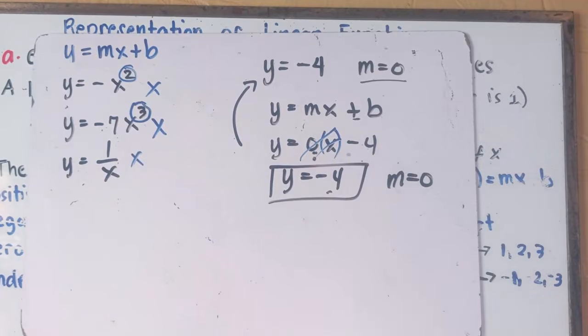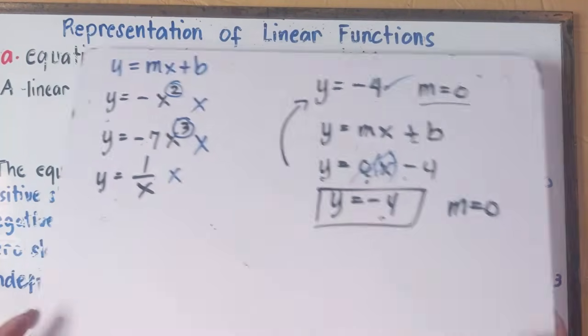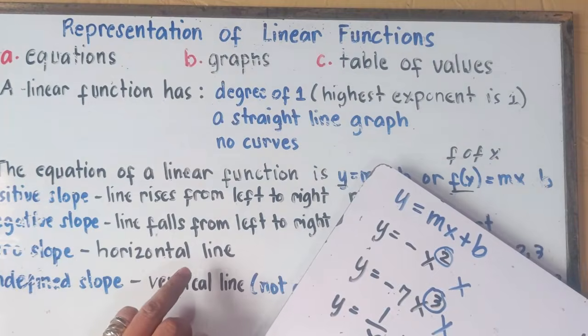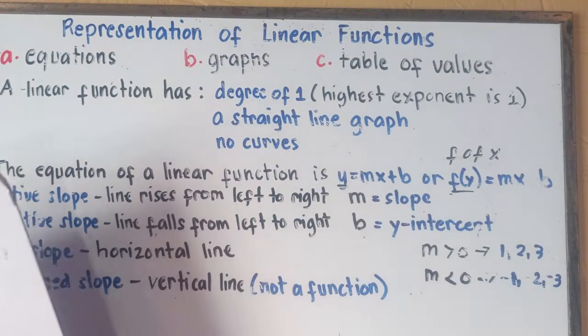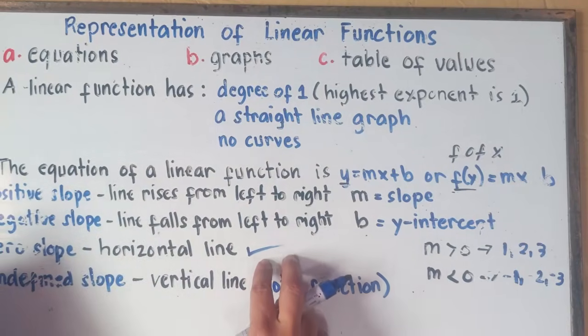So if you have example like this, class, y equals negative 4, this is a function, class. And we call that one zero slope. And you have horizontal line. Once again, this is a function for zero slope. I will be explaining this one, class, later on. Why do we call this one a function?